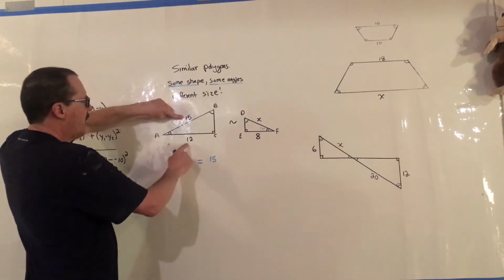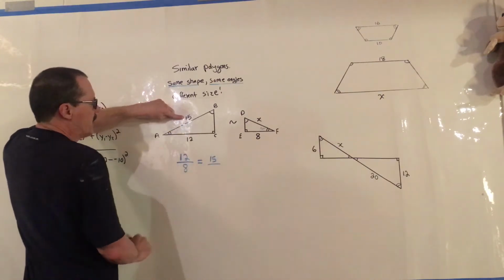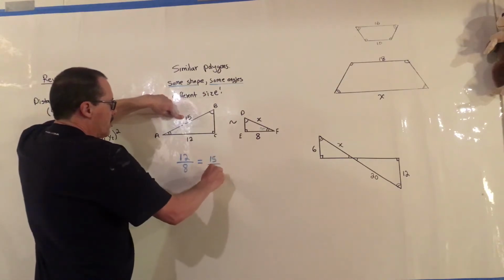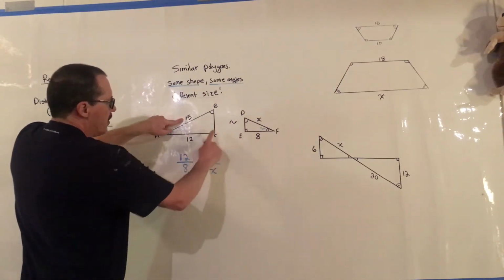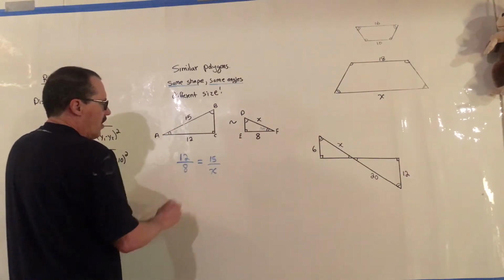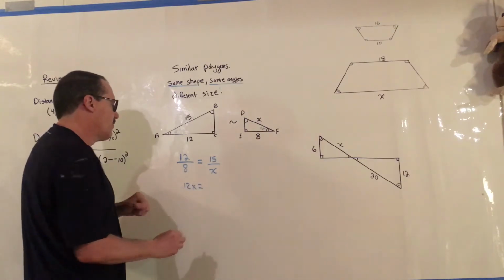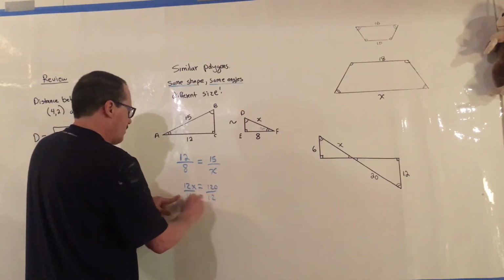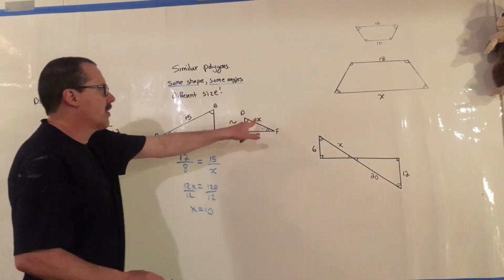You see how the 12 came from the big triangle? Then over here, the number has to come from the big triangle that goes on top as well. So that'd be 15 over x. So again, I went 12 is to 8, as 15 is to x. Now we're going to cross multiply, and we'll get that 12x equals 8 times 15, which is 120. Divide both sides by 12, and we get x equals 10. So that would be the answer right here, 10.